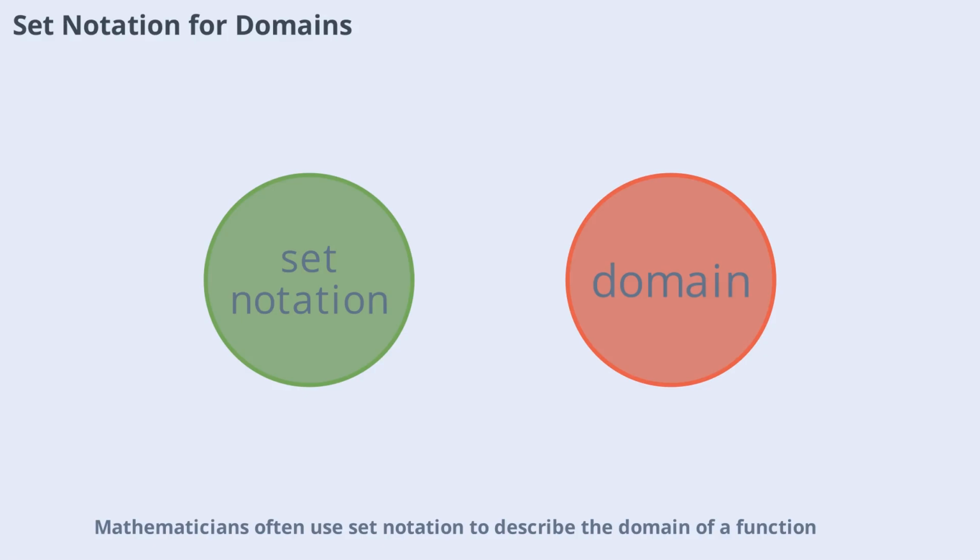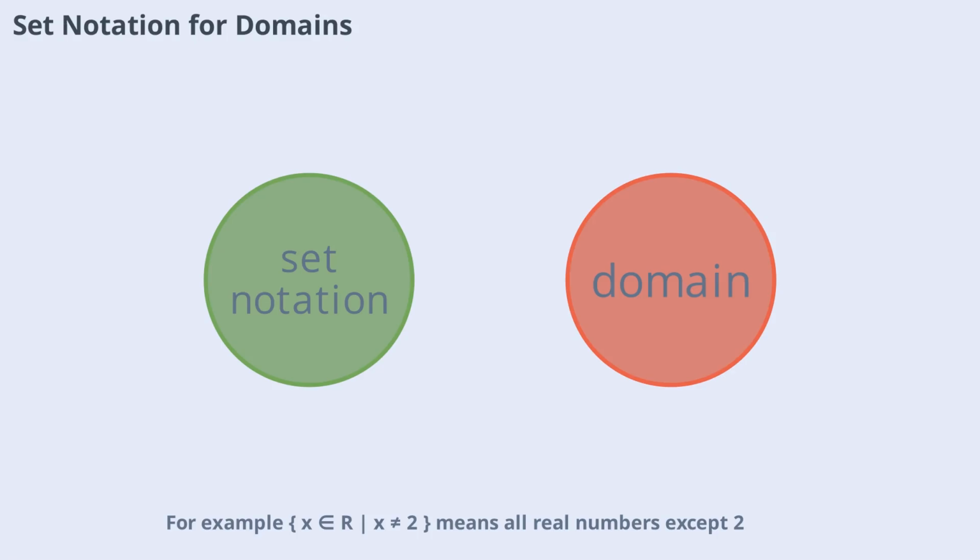Mathematicians often use set notation to describe the domain of a function. For example, x in R, x not equal to 2 means all real numbers except 2. Set notation is a concise and precise way to communicate which values are included in the domain. Practice writing domains in set notation to improve your mathematical communication.